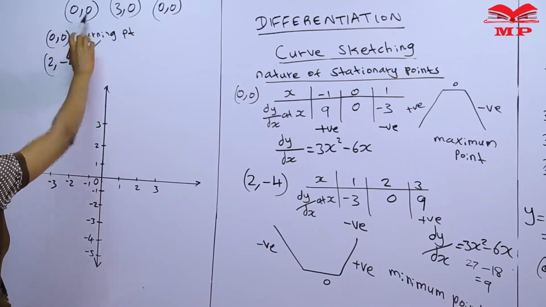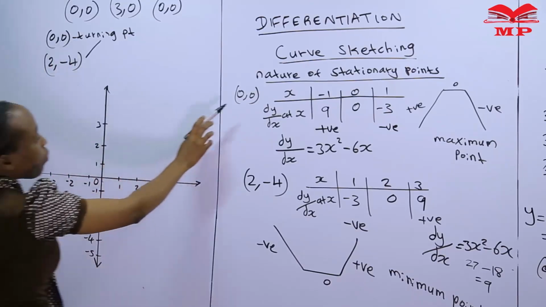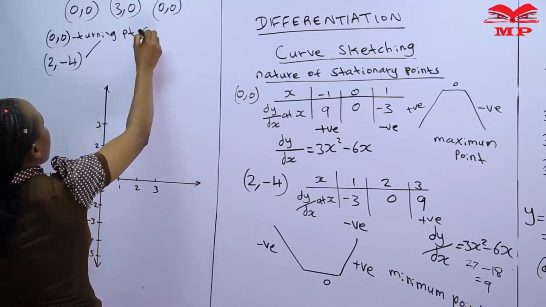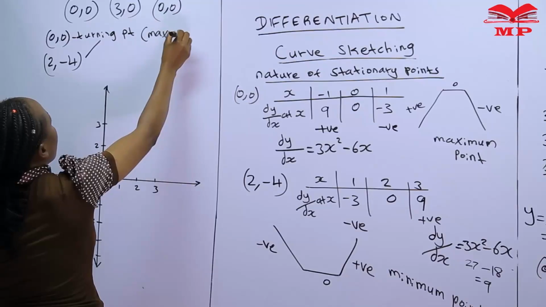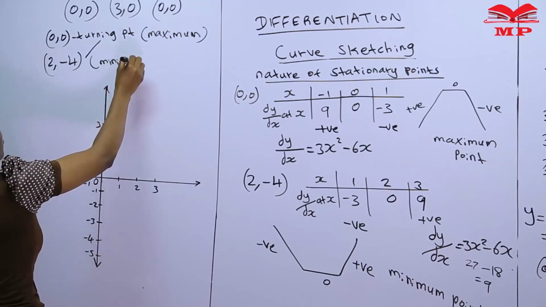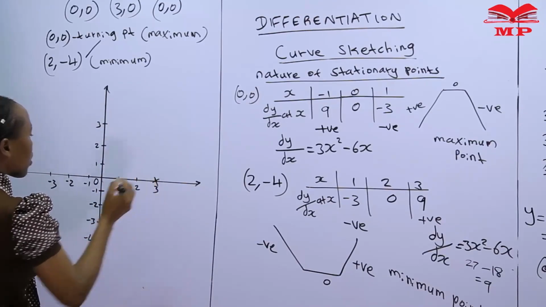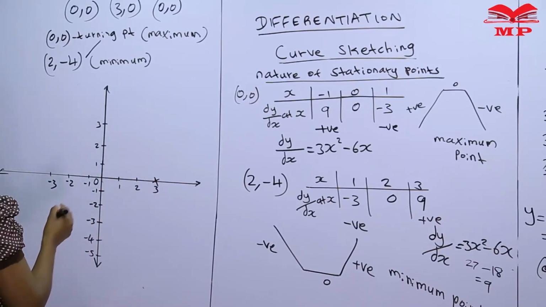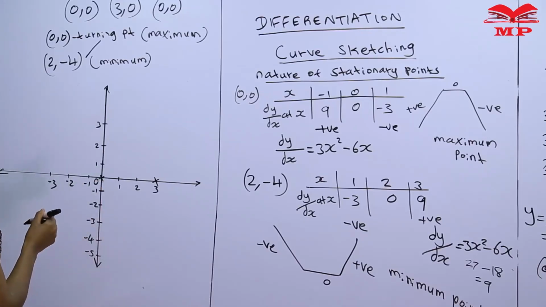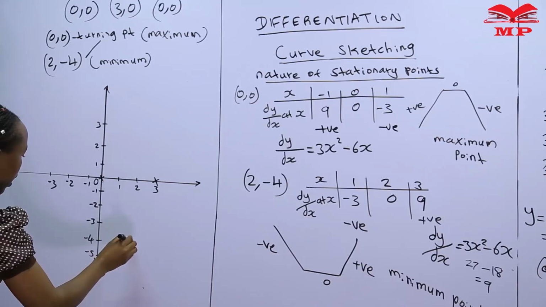So we have point 0, 0, which is a turning point, and it is a maximum. This one is a maximum. Then the other one is a minimum. And we have point 3, 0. So we know that we have this point 3, 0. So we have the turning points, 0, 0, and 2, negative 4.